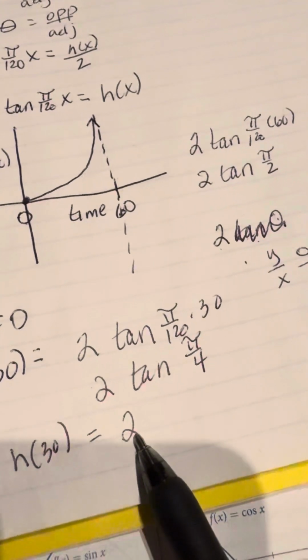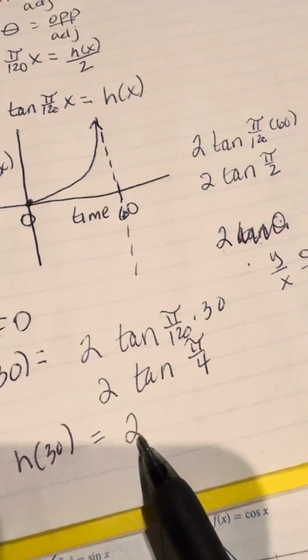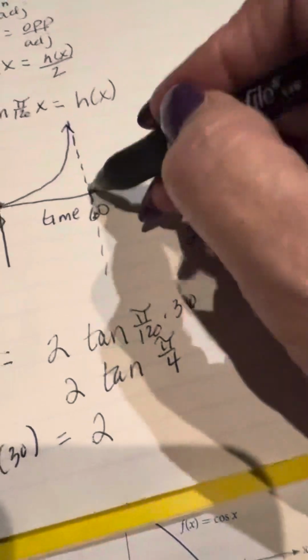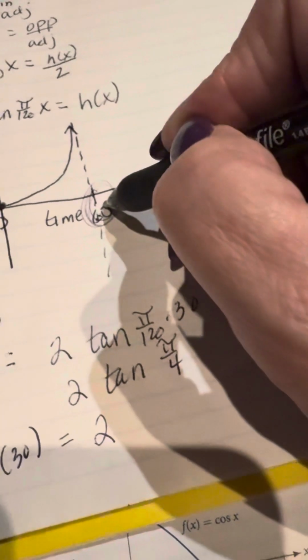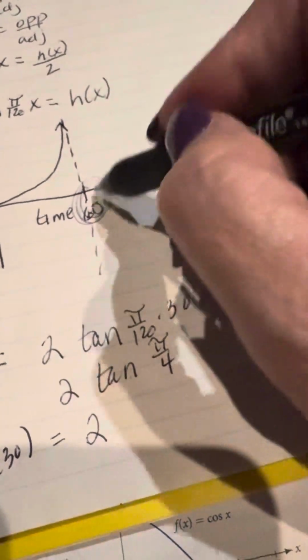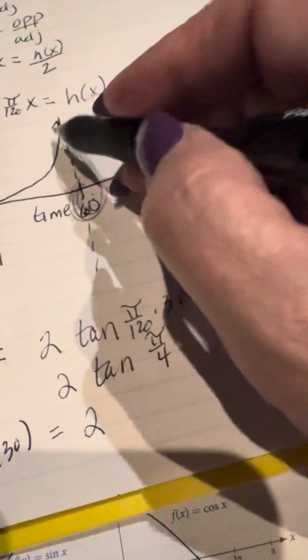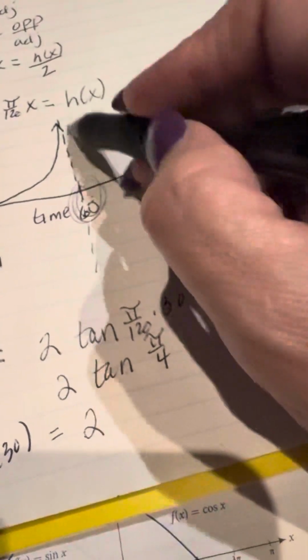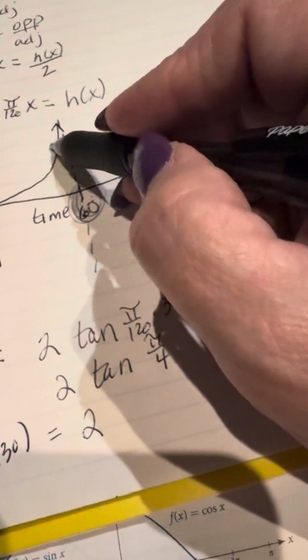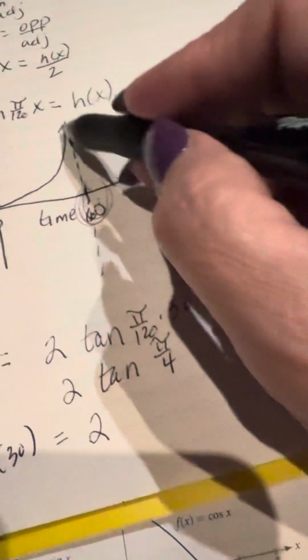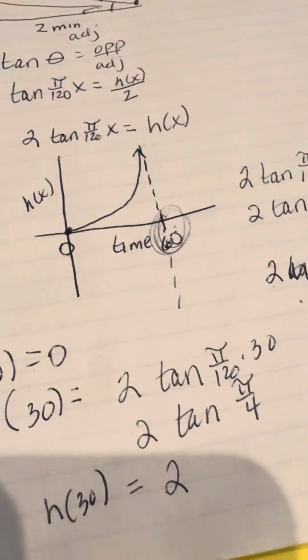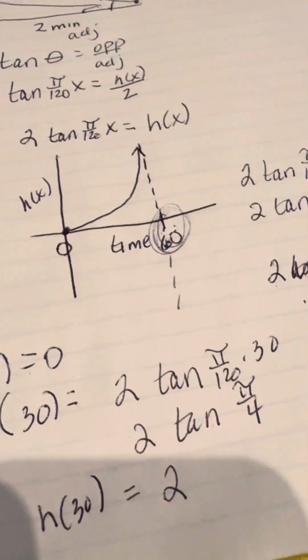And then finally it says, what happens to the values of h of x as x approaches 60 seconds, which is where this is happening. What happens there is we have an undefined value. It's getting closer and closer to that point, but basically it's saying that the height of the rocket is getting so high that we just can't even measure it anymore.